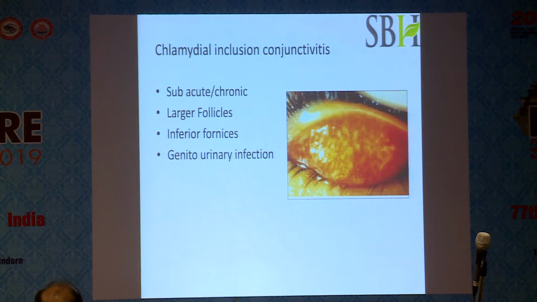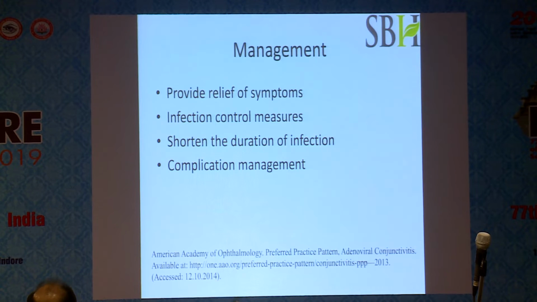Chlamydial conjunctivitis will have a subacute or chronic course. The follicles will be larger in size, and maybe there will be a history of some genitourinary infection also.